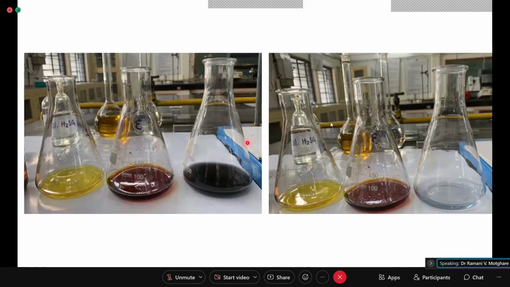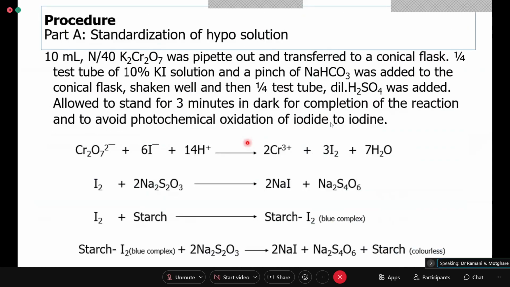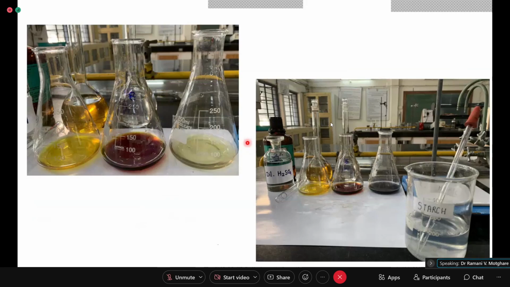These are the photographs of this. This is actually your lab. You would have worked here in this lab.